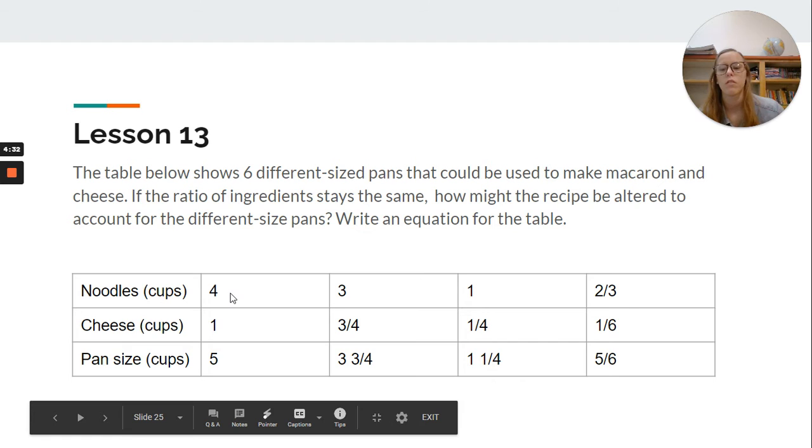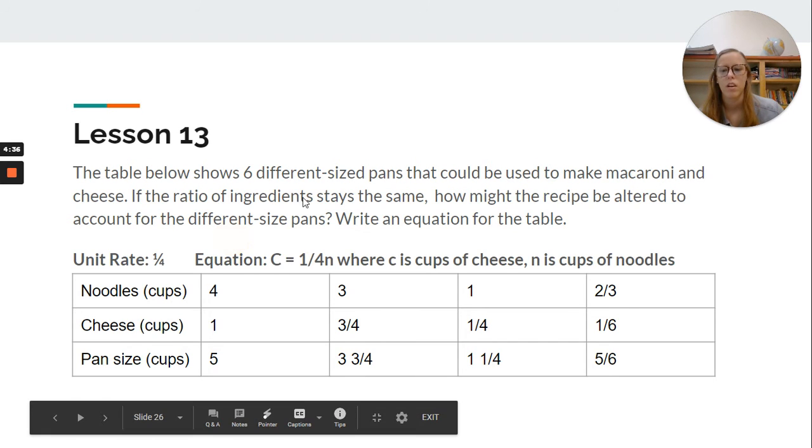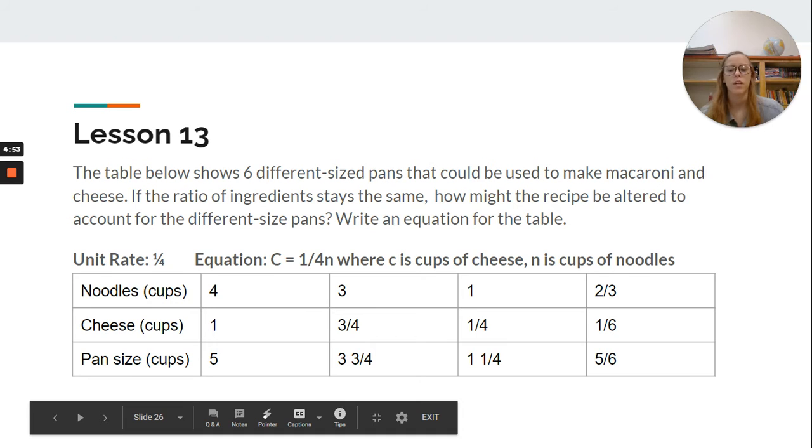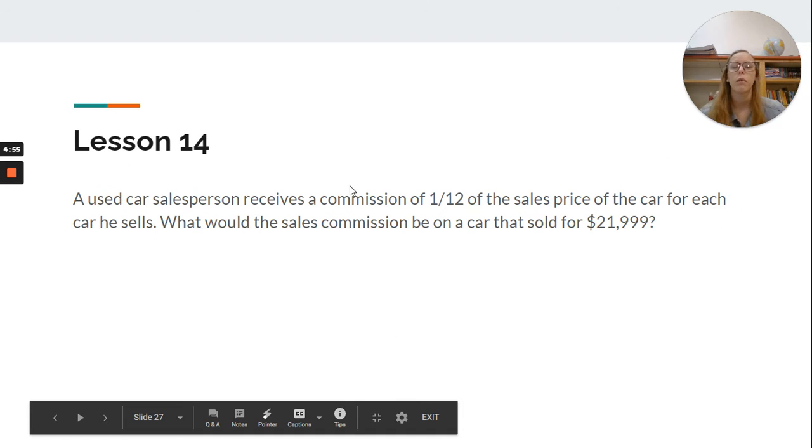So we have 4 cups of noodles and 1 cup of cheese, or 5 cups in the pan. So our unit rate is 1 over 4, cheese over noodles. And the equation we could write is C equals 1/4 N, where C is the cups of cheese and N is the cups of noodles. So if we take 1/4 times 3, we would get 3/4 of a cup of cheese.